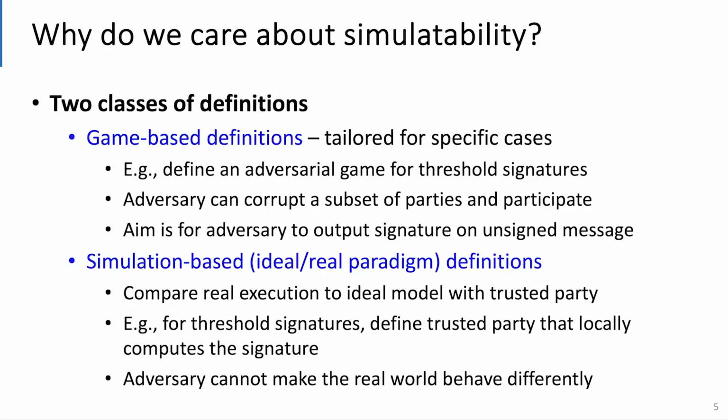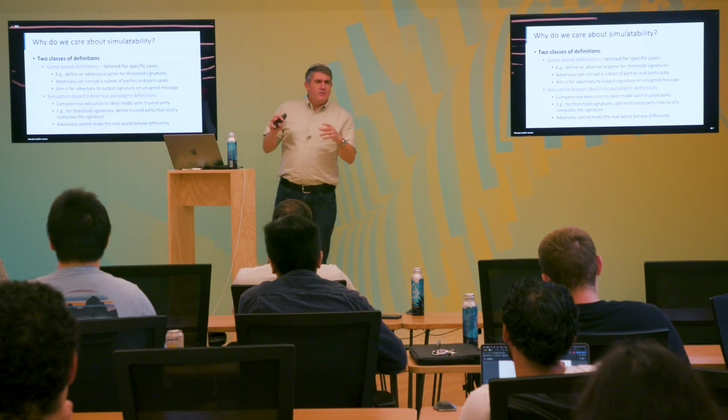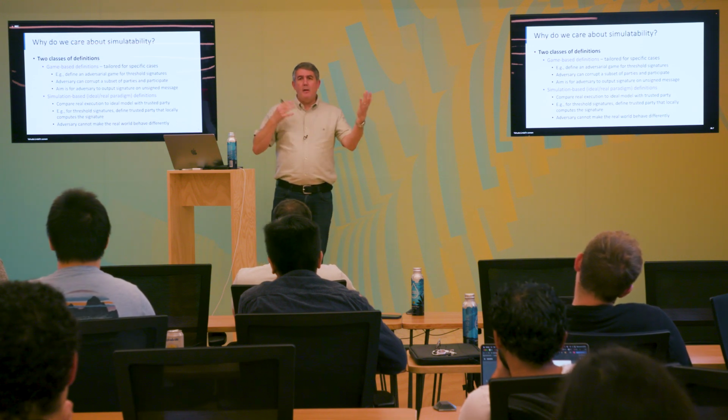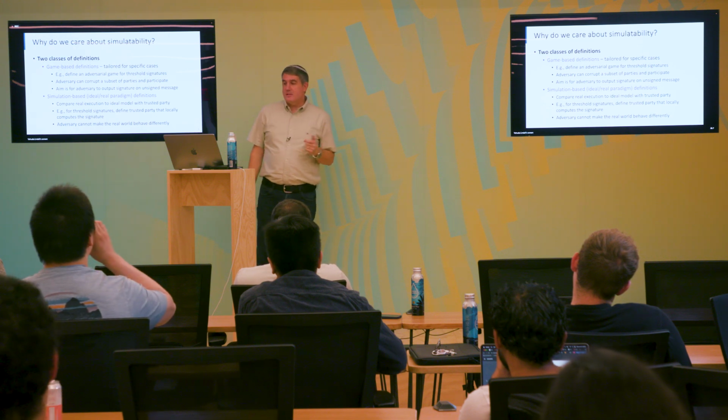In simulation-based definitions, we do something very, very different. Think about an imaginable ideal world with a trusted party who will compute the function, whatever function it is that we want to compute for the parties. And then we're going to compare our real protocol to this ideal execution. In this ideal execution, the parties send their inputs, get back outputs, and that's it. And we want the output distributions to be indistinguishable, or essentially the same.